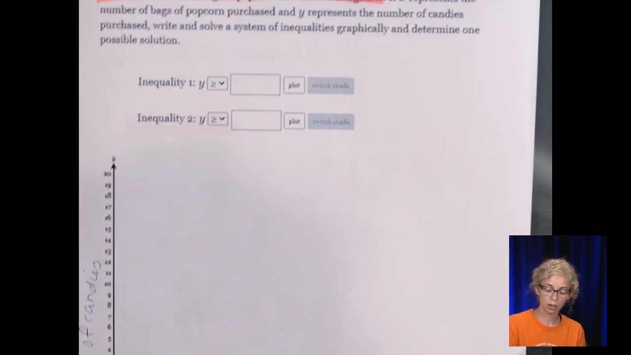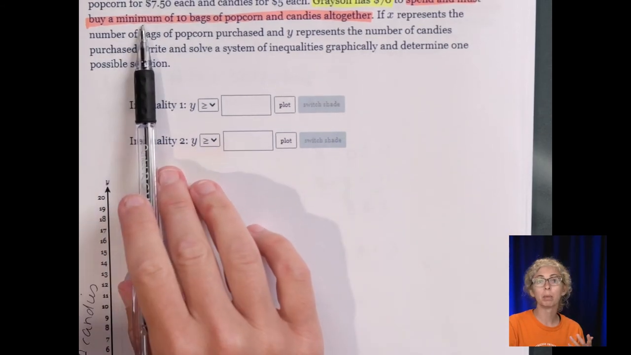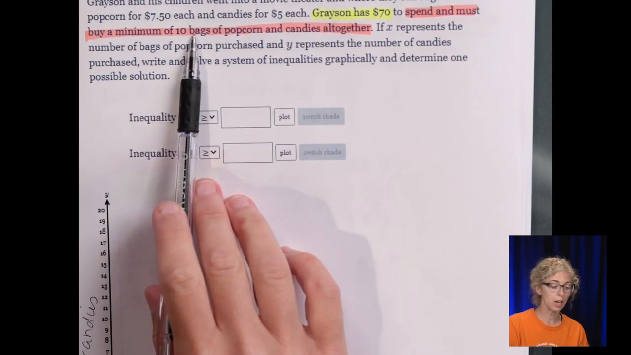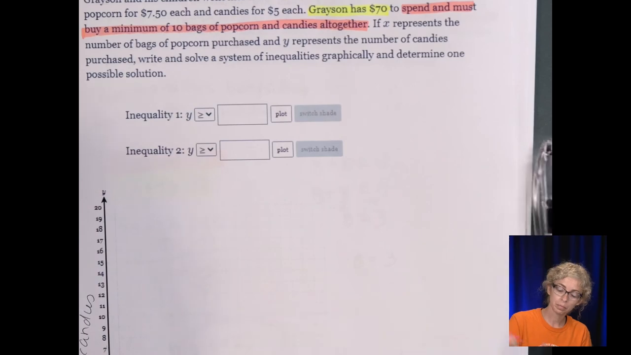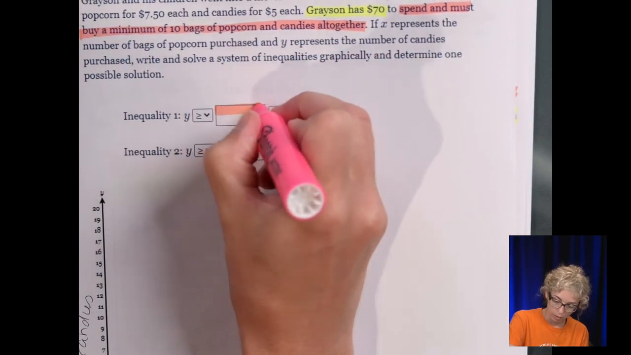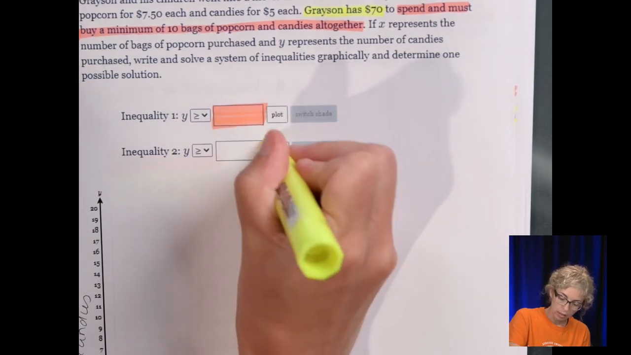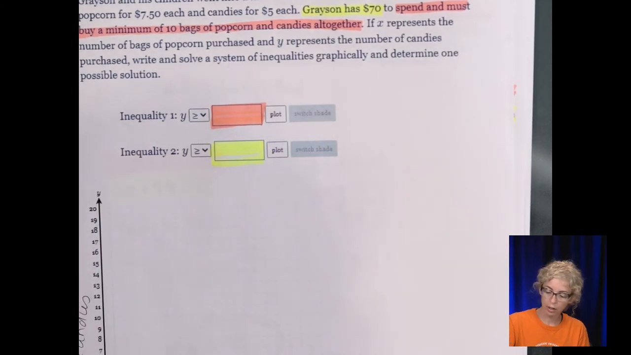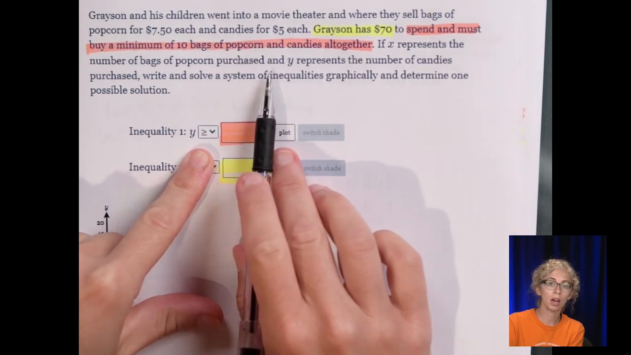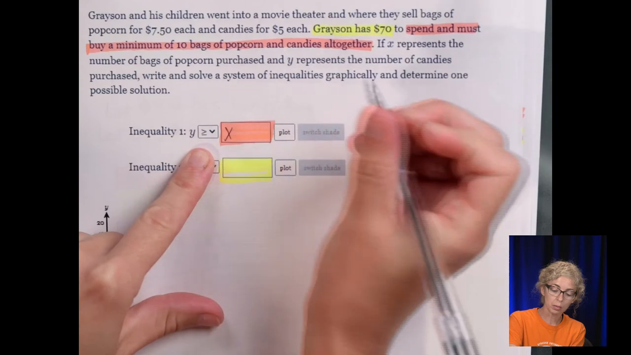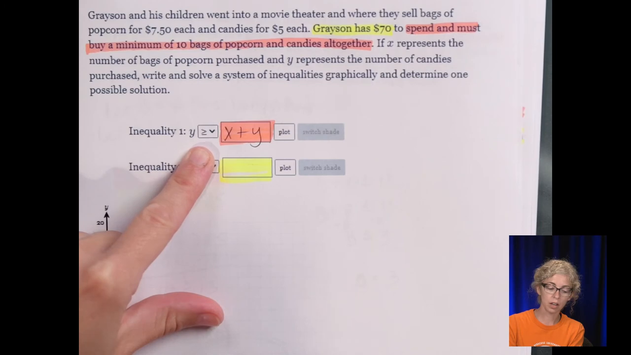So our inequalities, again, are going to go back to, he has $70 to spend, and he must spend, or at least buy, a minimum of 10 bags. So he can buy 10 bags or more. So in pink, okay, the first inequality, and this will be the second. All right, so we'll look at the symbol momentarily. So pink, again, he must buy a minimum of 10 bags of popcorn and candies altogether.